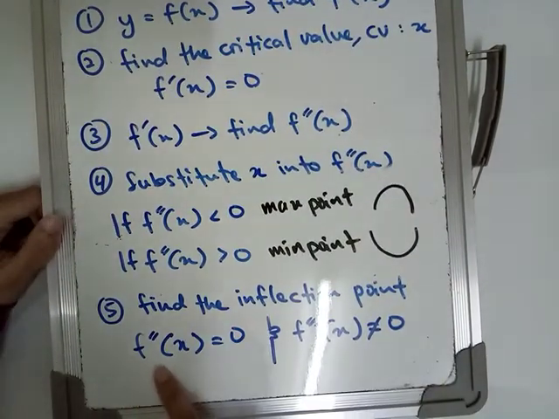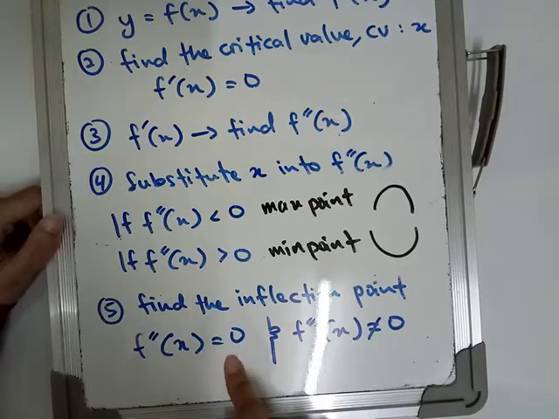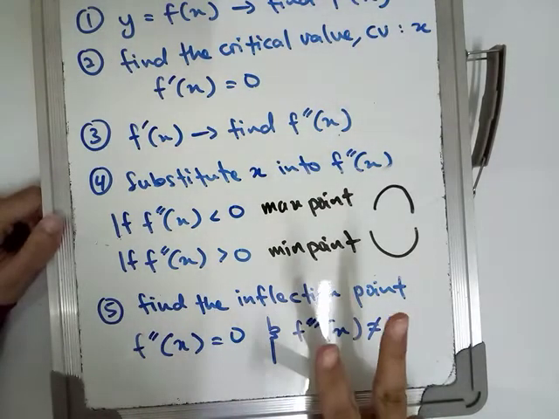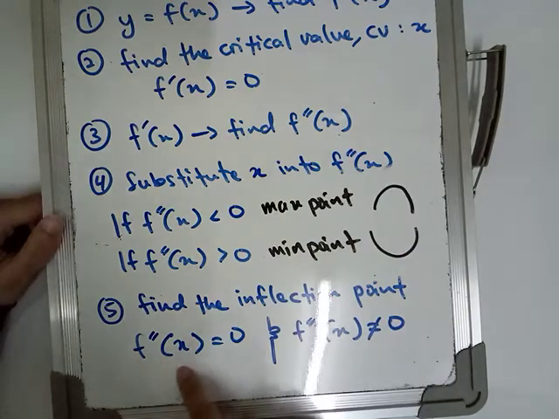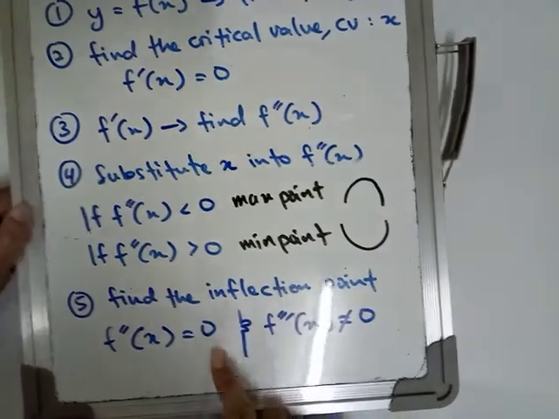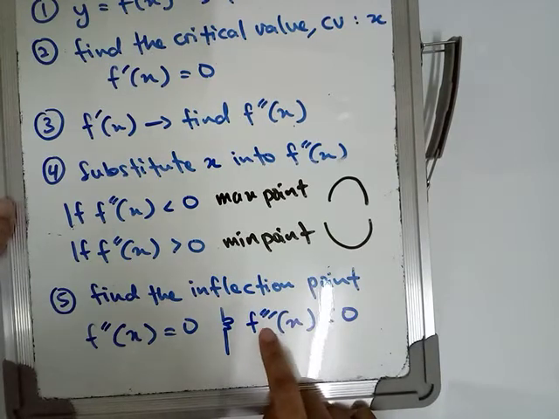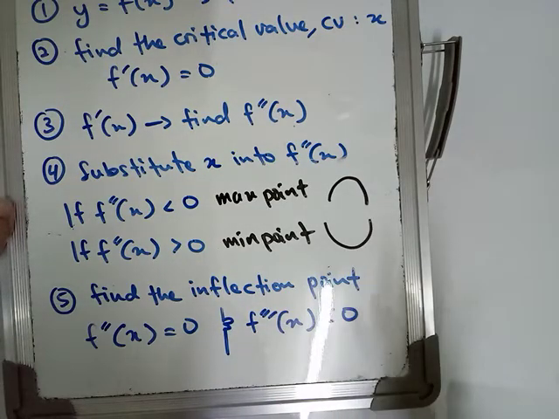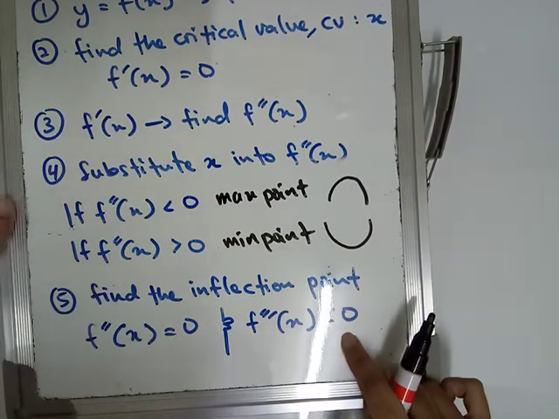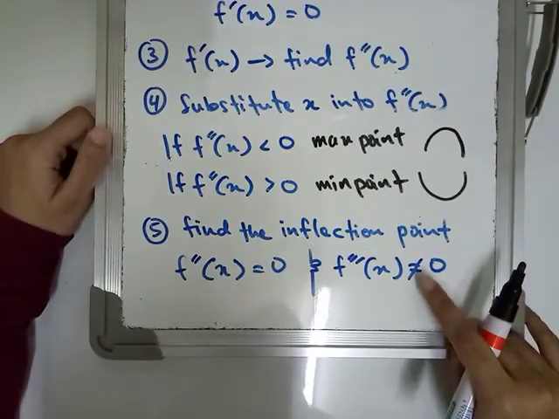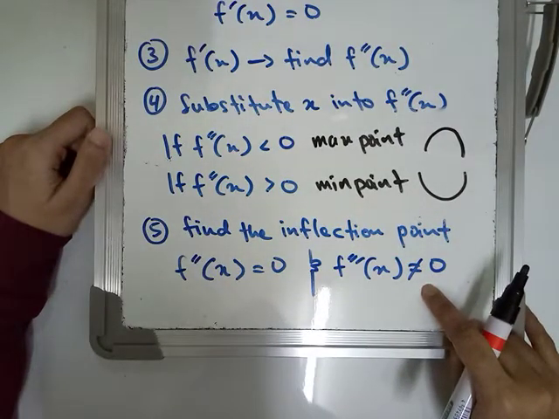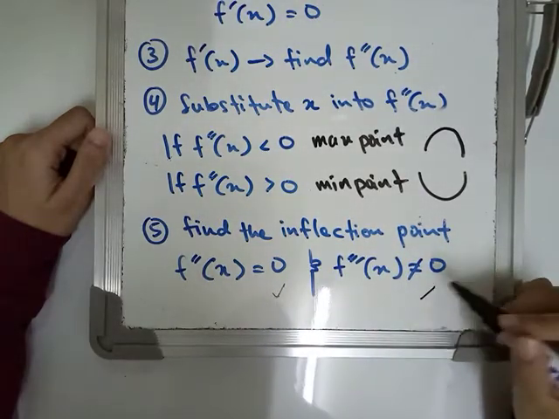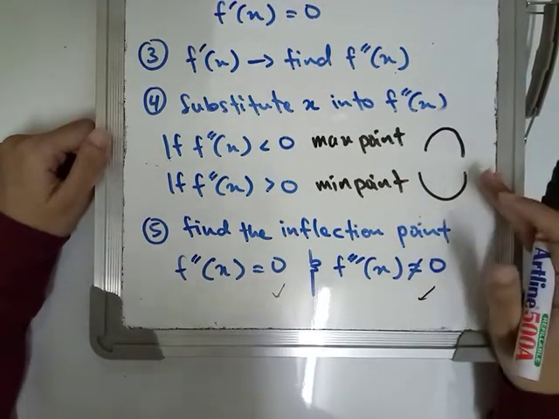You need to find the second derivatives equal to 0. There are two steps here. First step is second derivatives must be equal 0, and the second step is you need to find the third derivative. That means you need to differentiate 3 times, and then the value must be not equal 0. Can you see? The value must be not equal 0. When both of these are satisfied, that means it has an inflection point.